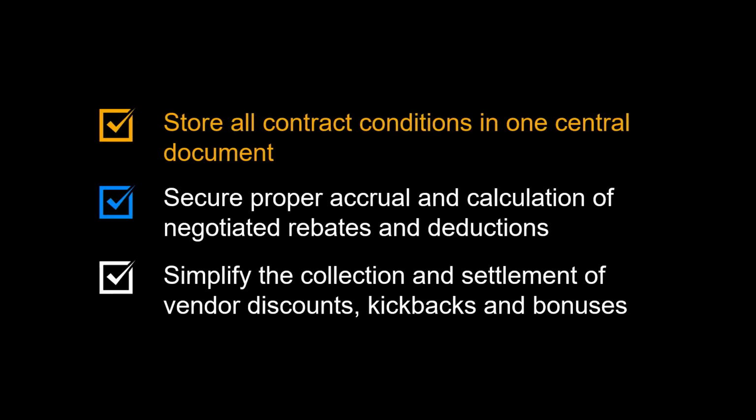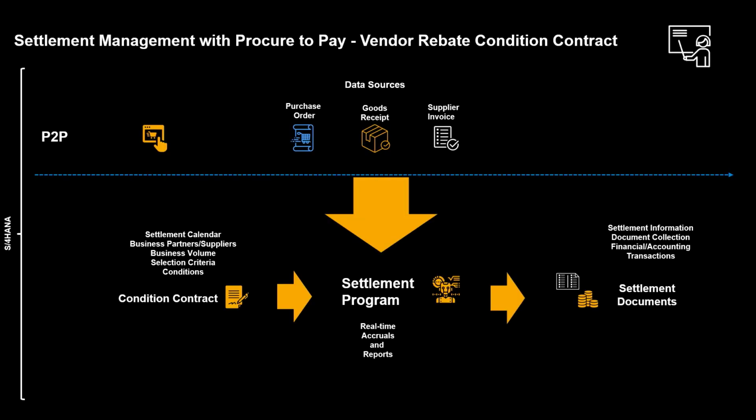A condition contract allows you to store all contract conditions in one central document. It secures proper accrual and calculation of negotiated rebates and deductions. You can simplify the collection and settlement of vendor discounts, kickbacks, and bonuses. Settlement management functionality supports all types of settlement processes, not limited to core business processes such as our procure-to-pay scenario.